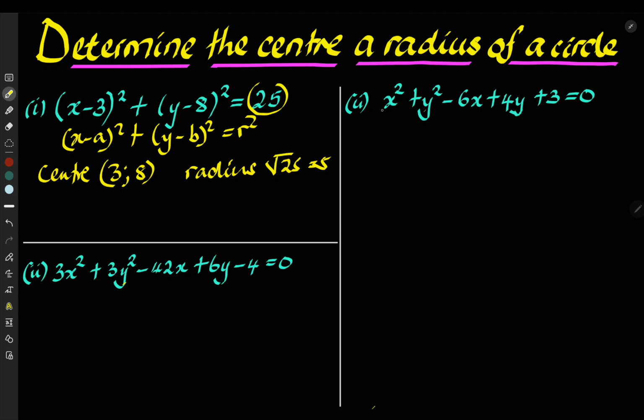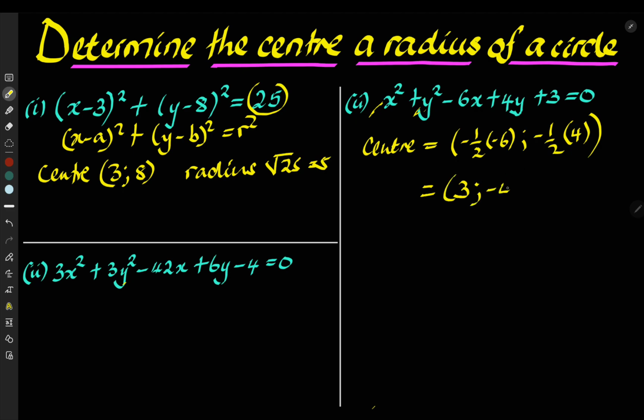Remember, we have to check the coefficient of x squared and y squared. In this case, they are all 1, so that's fine and we can go ahead. The coordinates of the center will be negative half multiplied by the coefficient of x, which in this case is negative 6, then negative half multiplied by the 4. That will be 3 and negative 4. Those are the coordinates of the center.